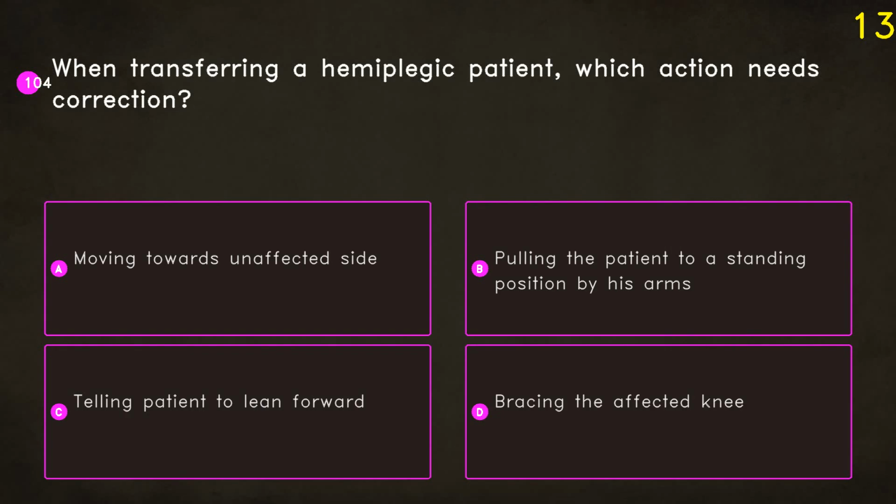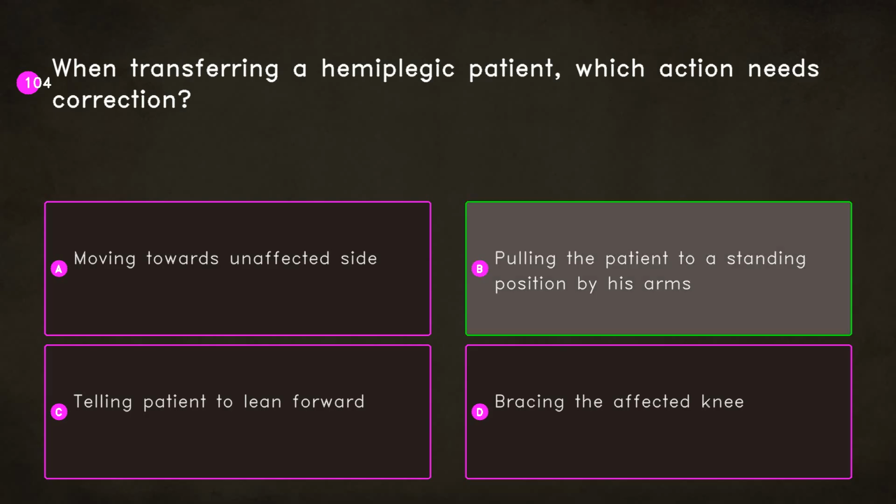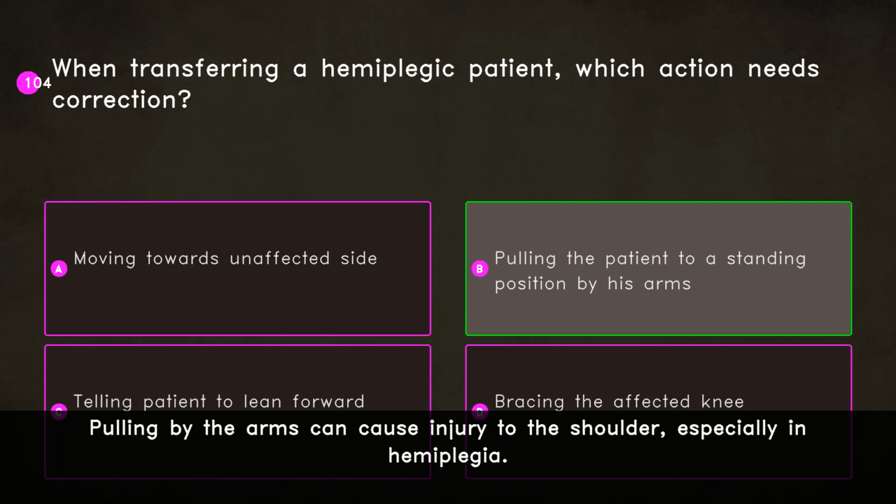Question 104. When transferring a hemiplegic patient, which action needs correction? A. Moving towards unaffected side, B. Pulling the patient to a standing position by his arms, C. Telling patient to lean forward, D. Bracing the affected knee. The correct answer is pulling the patient to a standing position by his arms. Pulling by the arms can cause injury to the shoulder, especially in hemiplegia.